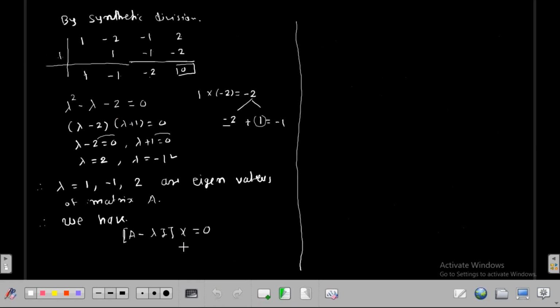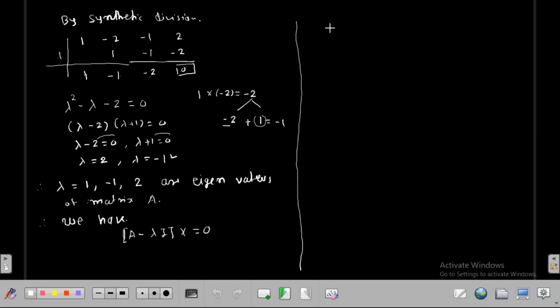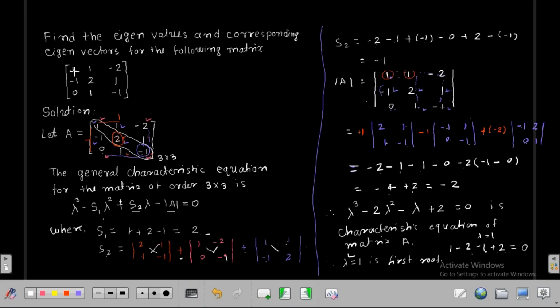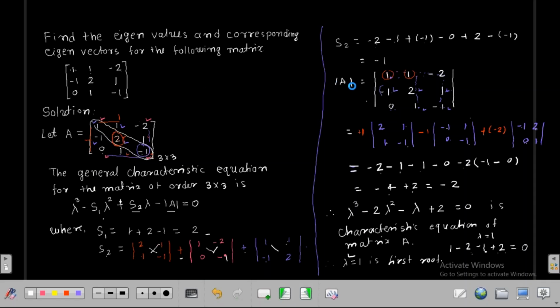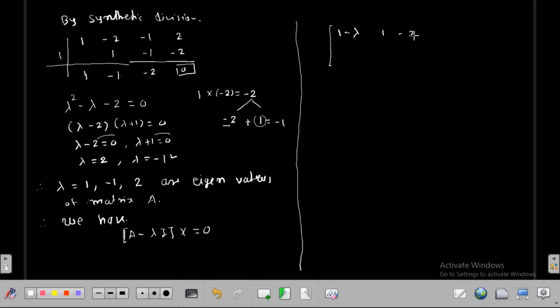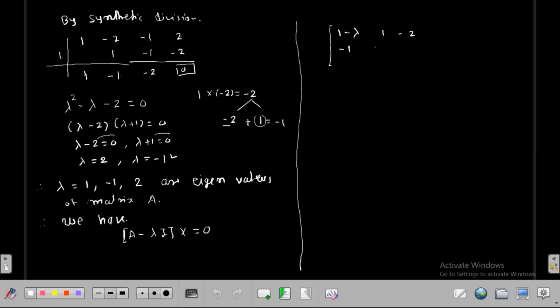Here I is the identity matrix. So we can directly write this lambda diagonally, means we subtract that lambda from the diagonal entries 1, 2 and minus 1. So in the first row 1, subtract lambda, so we get 1 minus lambda, then the second element 1 and minus 2 as it is. In the second row, minus 1 as it is, and 2 minus lambda, and the last element 1 as it is.